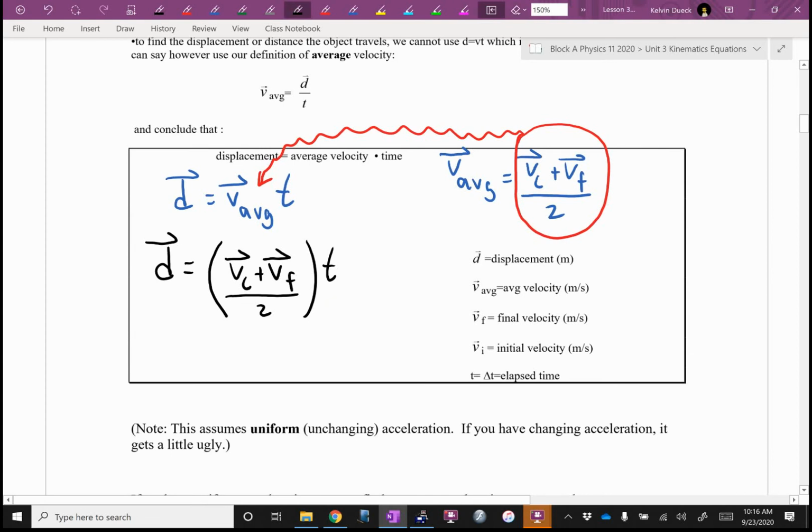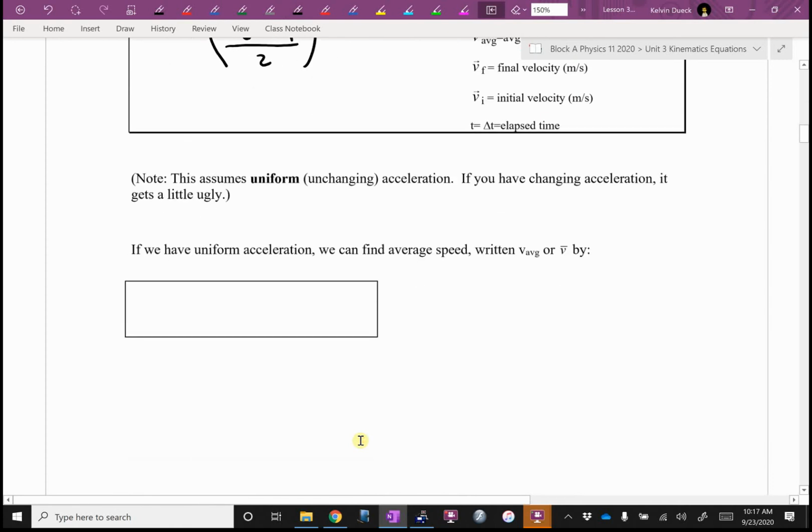You can step on the gas, you can hit the brakes, but once you've stepped on the gas, you can't press harder or less, or once you've hit the brakes, you can't press harder or less. We want a constant acceleration, not a changing acceleration. Gets ugly and you need calculus. So if we have uniform acceleration, we can find average speed written by VAvg equals VI plus VF divided by 2. Add them up and divide by 2 to find the average of any 2 objects.